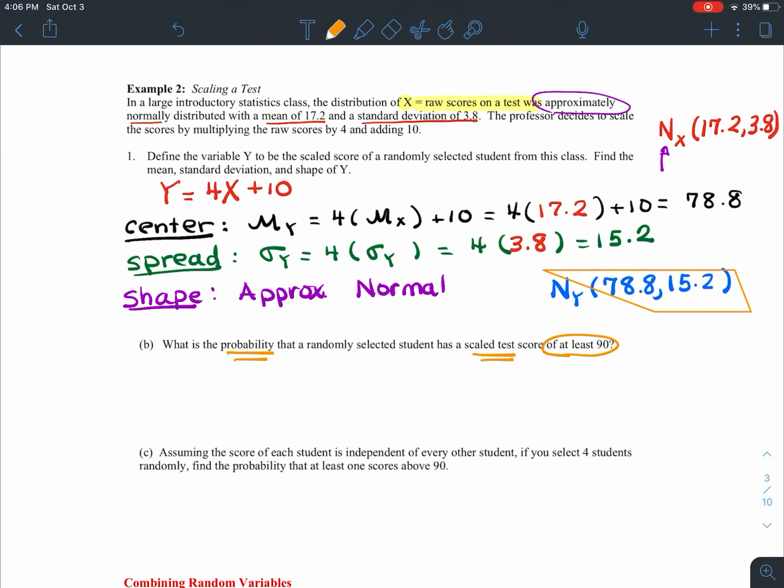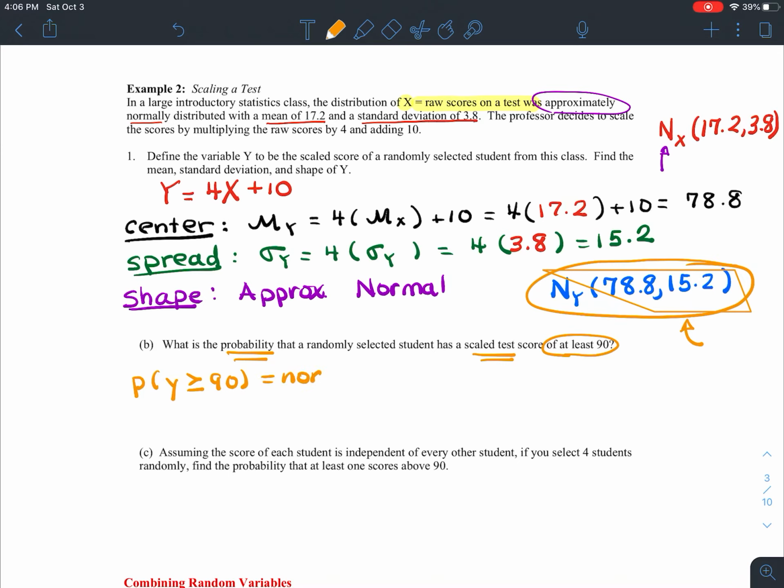Now, when I move down, example B is asking, what is the probability that if we were to randomly select a student, their scaled score would be at least a 90? Keep in mind, we're talking about the scaled scores. These are the y values. At least means greater than or equal to. So I'm actually needing this information right here, the scaled scores.